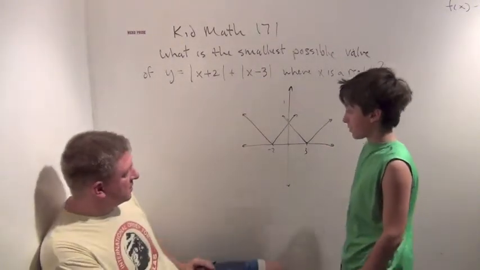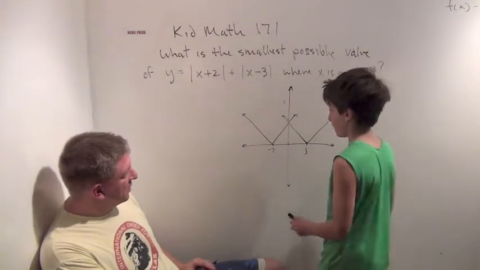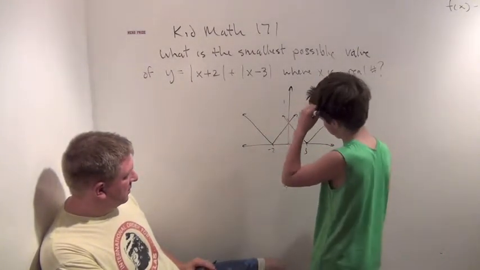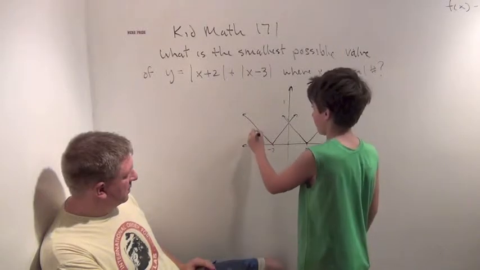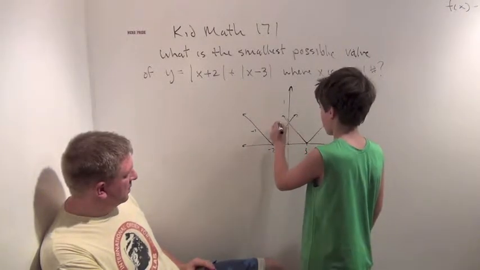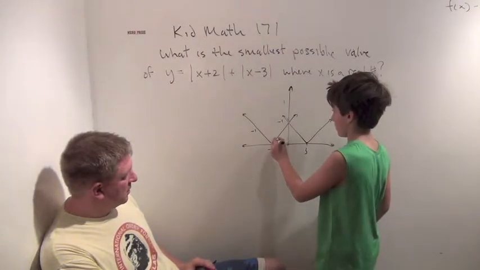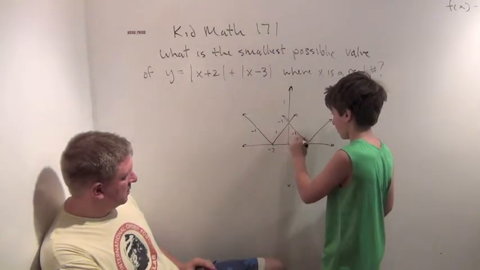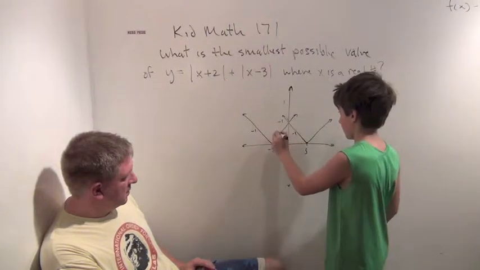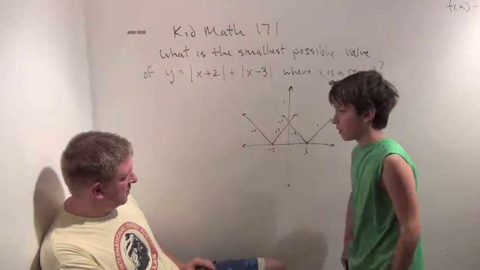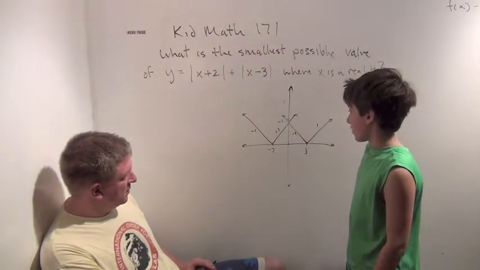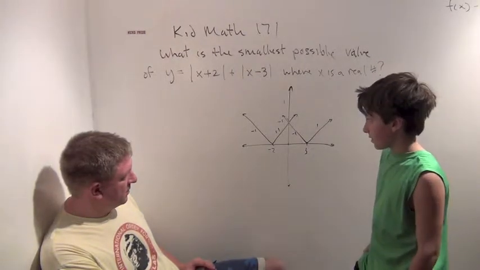So now we have to check the regions for their sum. We have to check in this region. This is a slope of minus 1, and this is a slope of minus 1. And in this region, it's a slope of 1 and minus 1. This region, it's going to be 1 and 1. Okay. So now we have to regraph this.